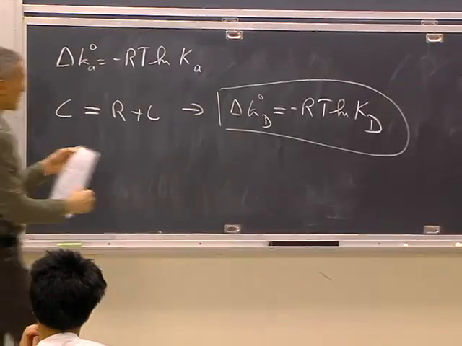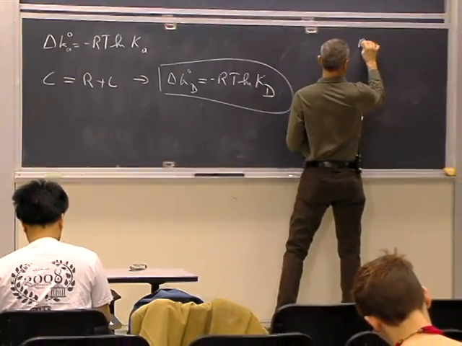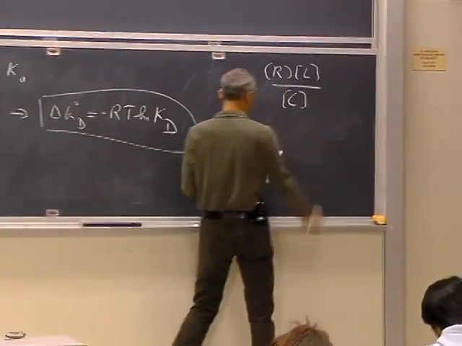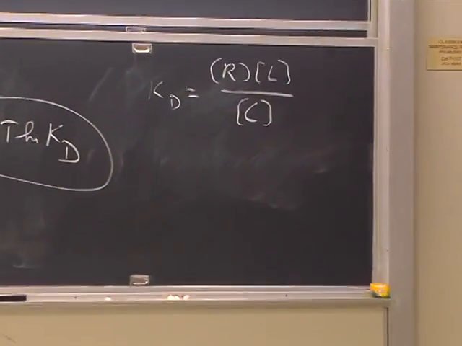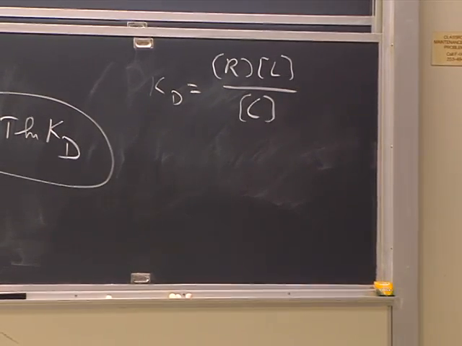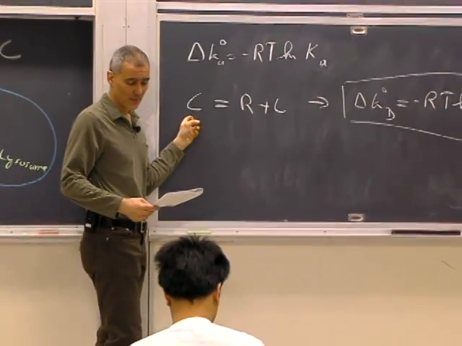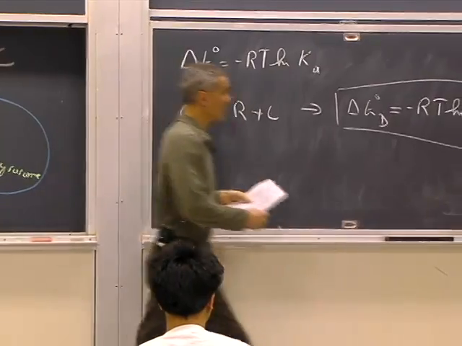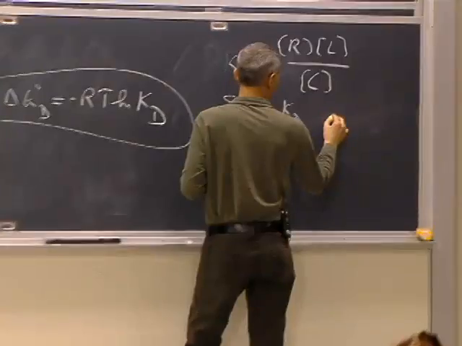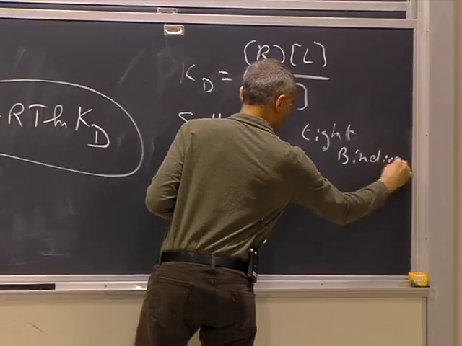And for the dissociation process, K sub D is equal to the concentration of the receptor times the concentration of the ligand, divided by the concentration of the complex. And the lower K sub D is, the smaller this number is. Small means that you're mostly on this side here, mostly in the complex. The tighter the binding. So small K sub D means tight binding.